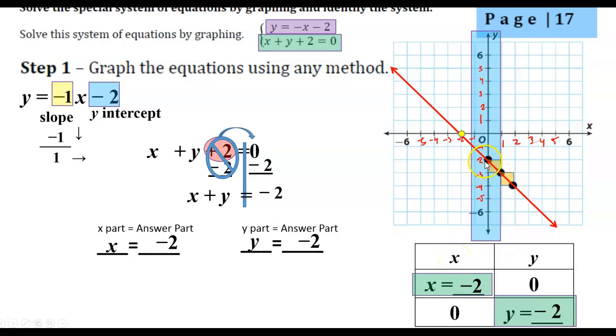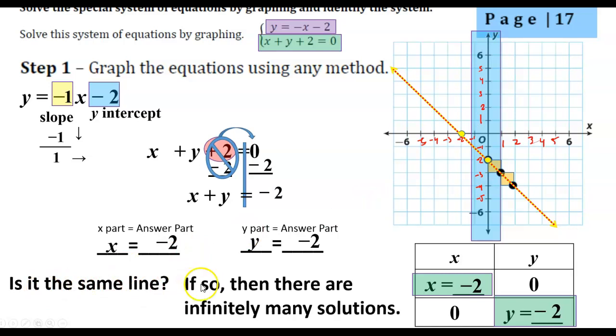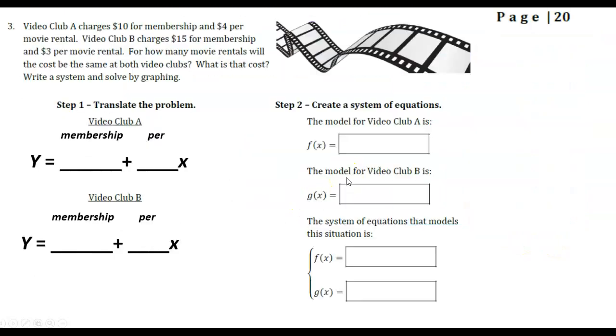And we can plot our points there. So let's go ahead and do that. Where's -2 on the y and x axis? And that would be there. And oh, do you notice something? Hey, didn't we just draw over that exact same line? Yes, we did. That means that this is the same line essentially. And if that's the case, then that means that there are infinitely many solutions. So whenever you're drawing the exact same line, it's infinitely many solutions.